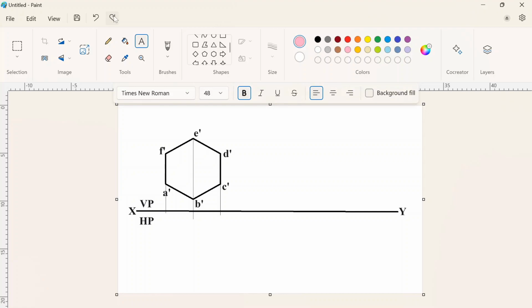Now I should mark all these corners in the top view. I will mark it as D, E, F first, because from the top view, this D dash, E dash, F dash will be visible, whereas A dash, B dash, C dash will not be visible.